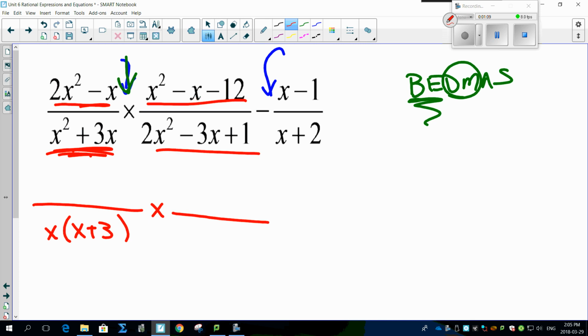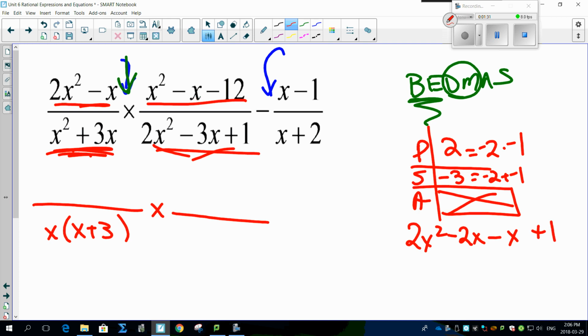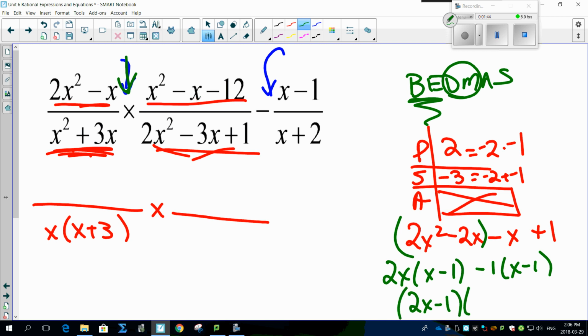Okay, let's do that over here. PSA 2, 2 times 1 gives us 2. Minus 3, so that's going to be minus 2 and minus 1. Being that it's a PSA 2, we'd have to decompose it. 2x squared minus 2x minus x plus 1. Decomposition method, here it comes. Take out a 2x, leaving you with an x minus 1. Take out a minus 1, leaving you with an x minus 1. So you're left with 2x minus 1, x minus 1.